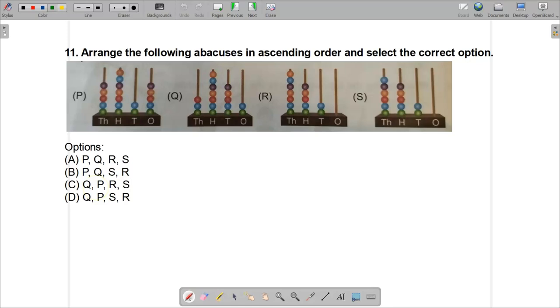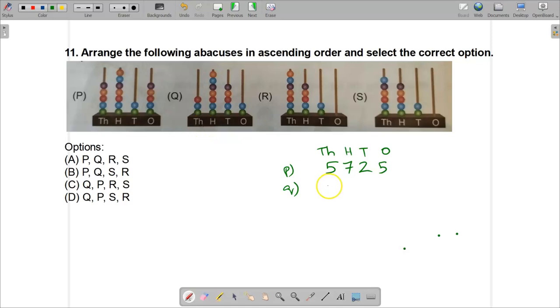So let us see the P option. What is the number here? In thousands it is 1, 2, 3, 4, 5, so it is 5000. Then hundreds: 1, 2, 3, 4, 5, 6, 7. So 7 hundreds are there, so 700. Then 2 tens are there and 5 ones are there. So thousands, hundreds, tens and ones positions have these values. This is for P, and then for Q.